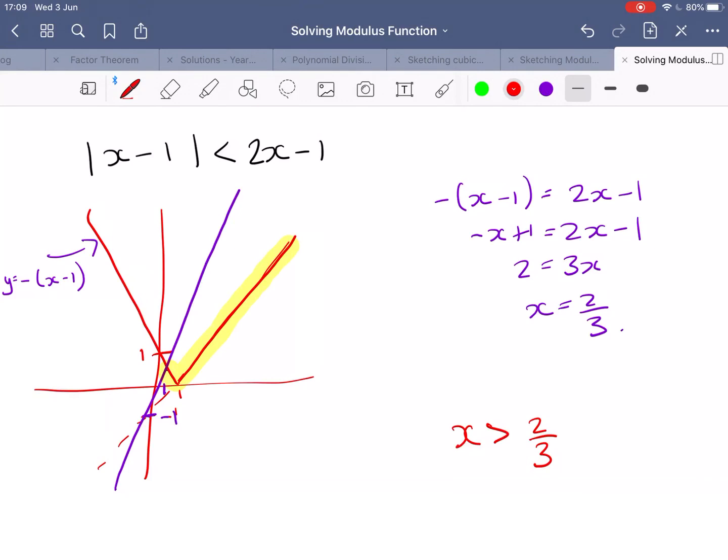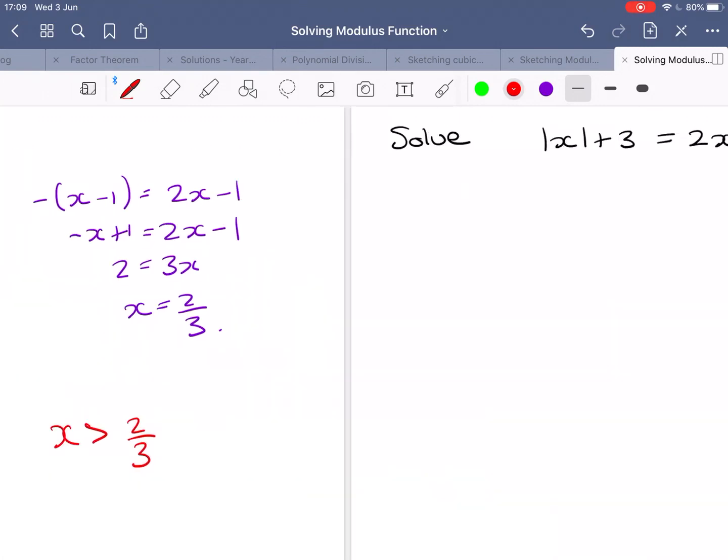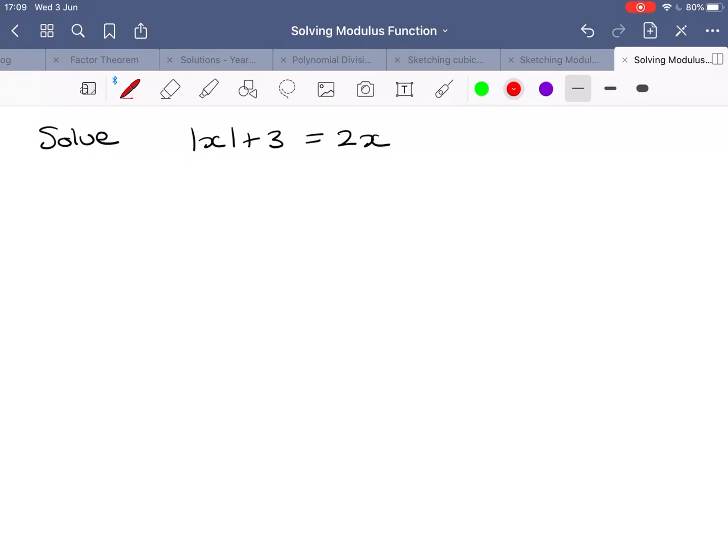Okay. Now, I'm going to show you two more examples. And I'm not sure if these are still on the syllabus. They used to be on WJEC. The specification isn't very clear as to whether they are or not. So I just want to show you them very quickly, okay?